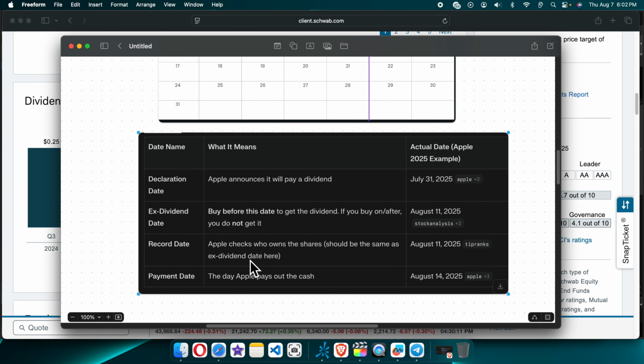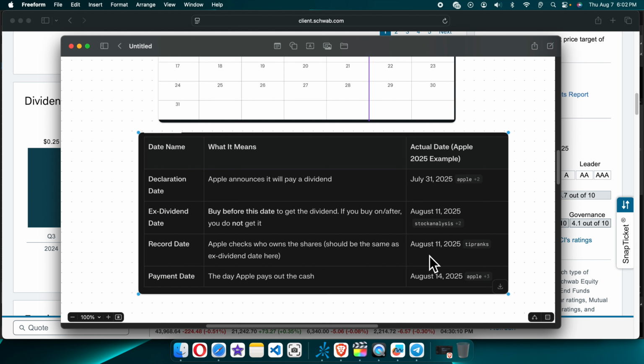Now, record day. So what is record day? Apple checks who owns the share. So this is August 11. On that day, Apple actually checks who holds the share, and based on that, they will give the dividend, right? So that's why I told you that the ex-dividend date is the most important thing, because Apple checks before the 11th who holds the stock. So Apple is going to pay the dividend only to those people.